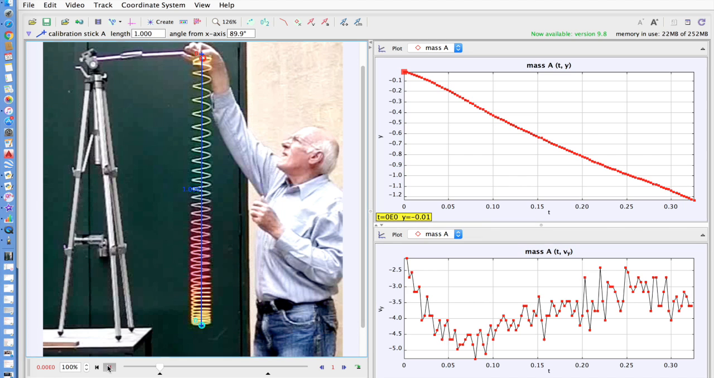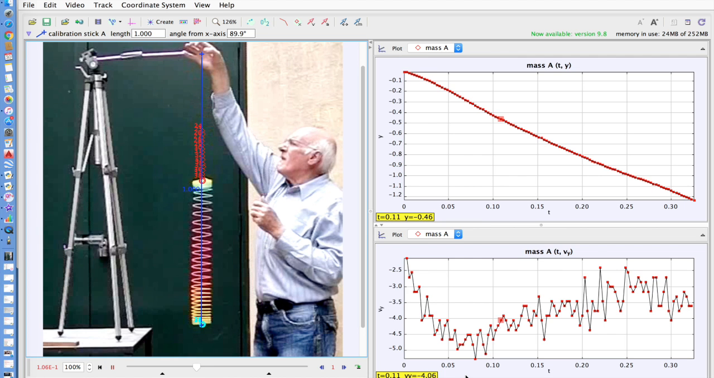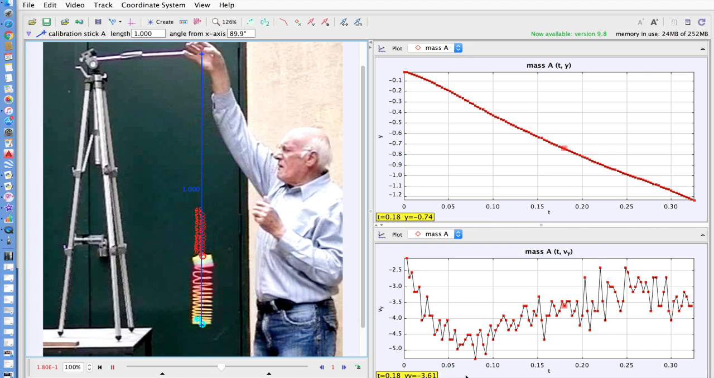Here's the Tracker analysis. As you can see, I track both the top and bottom. In the lower left, you can see the y component of the top's velocity. The bottom also stays relatively stationary until it is impacted by the top.